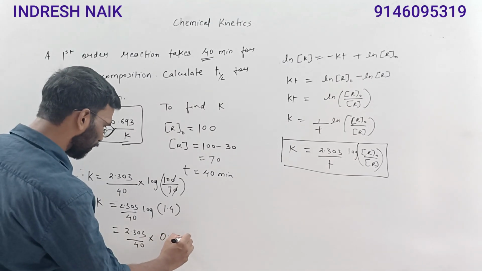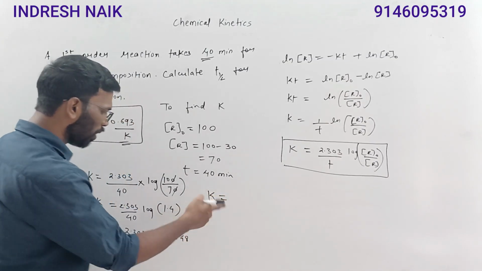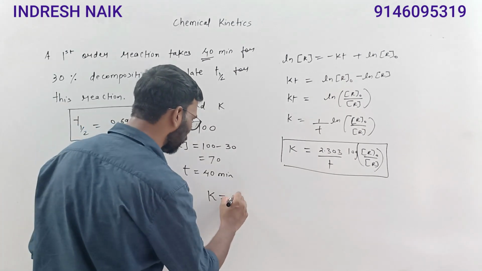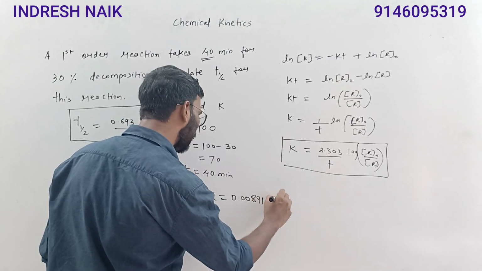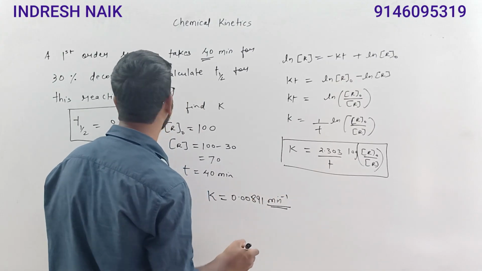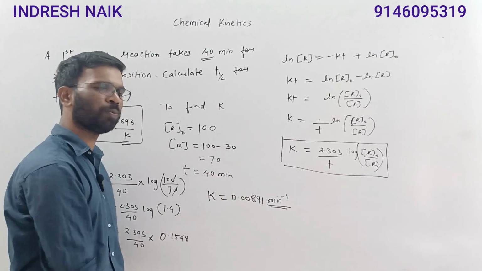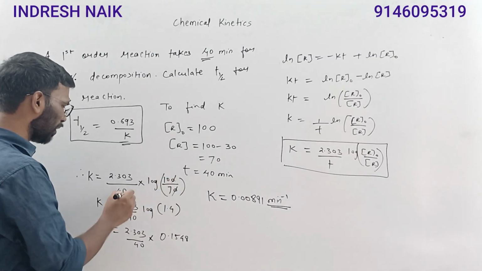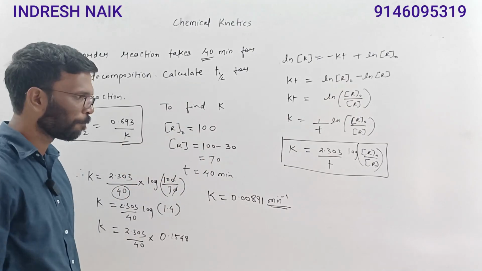0.1548. After multiplying all these things, the k value after solving this is 0.00891 per minute. This will be the unit of the rate constant. You know that the unit of the rate constant for a first order reaction is per minute, and you can also see here that the units cancel and what remains is minute, which on the top becomes per minute, right?